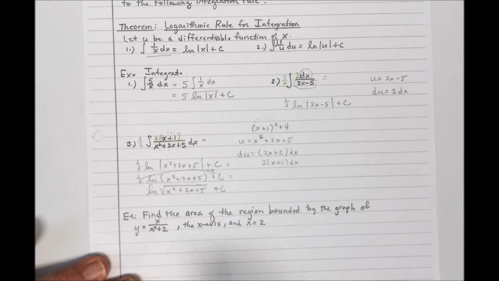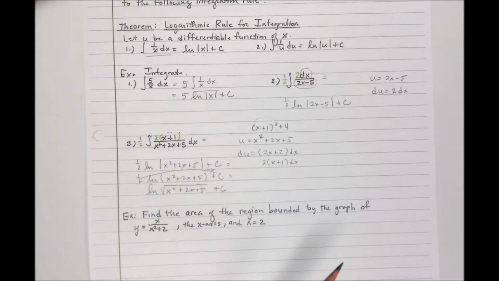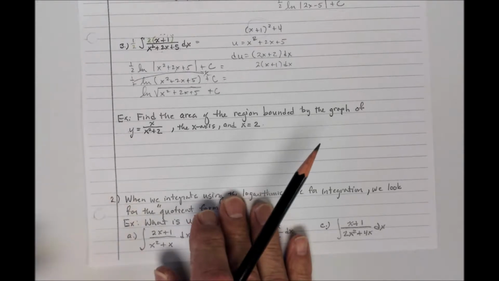So if you're doing a multiple choice problem, you get this as an answer and it's not listed, you've got to investigate the possibilities that maybe it's simplified in some way, or maybe they used the property of logarithms. Be aware of that. All right, my next example is actually finding the area under a curve.